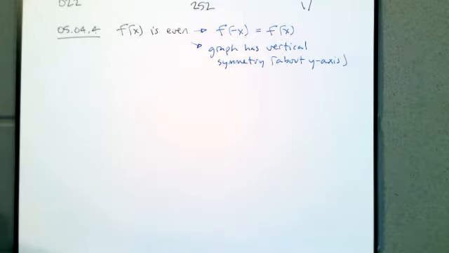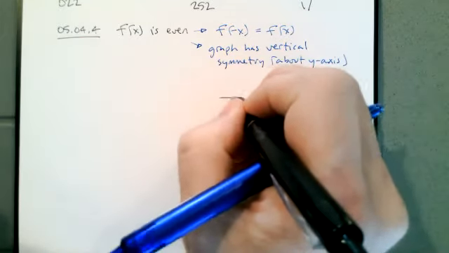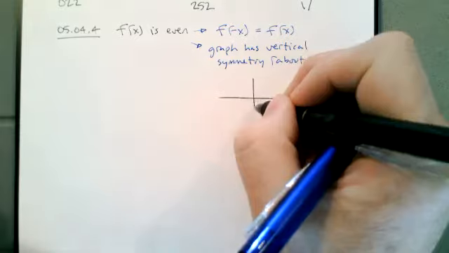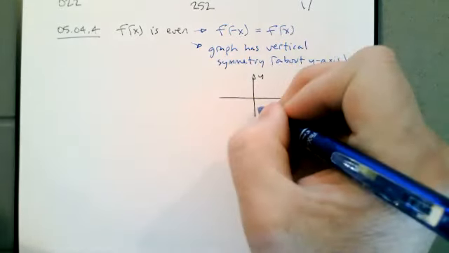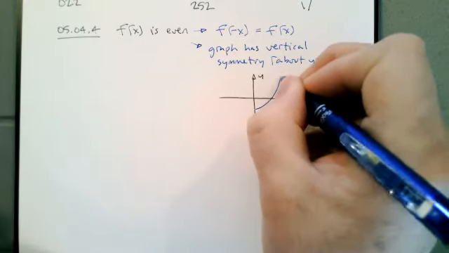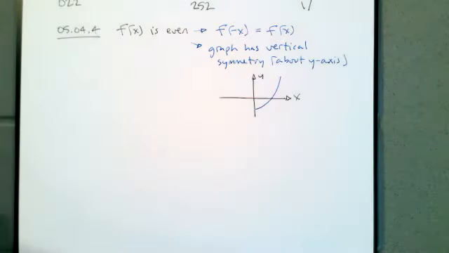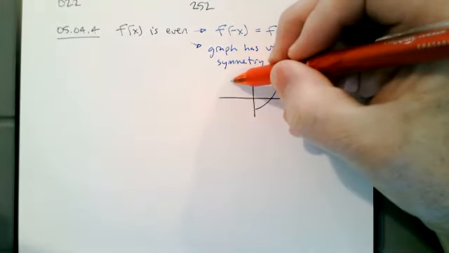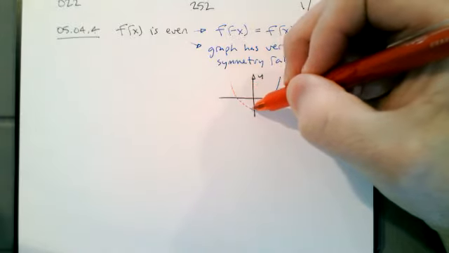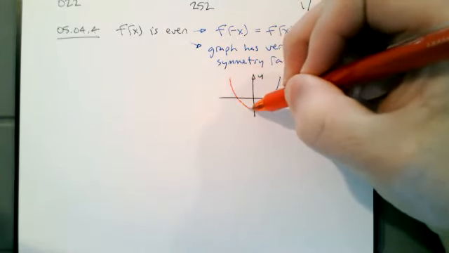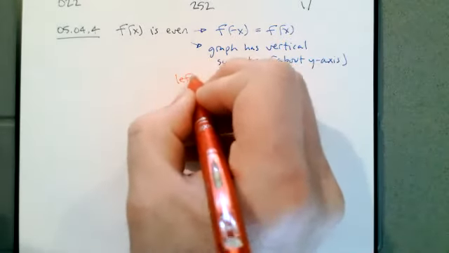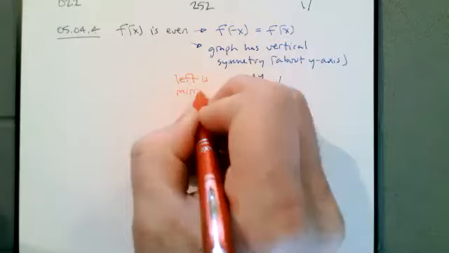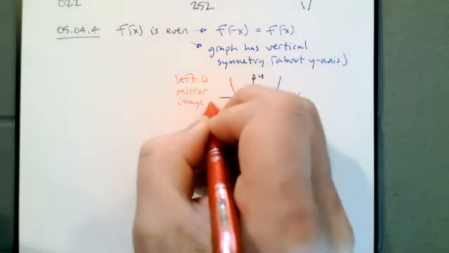So visually, if we look at a function that is even, whatever shows up on the right side of the graph, the left side is a mirror image of the right side. So the left side is a mirror image of the right side. The left is a mirror image of the right side.